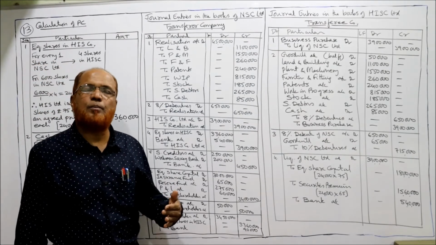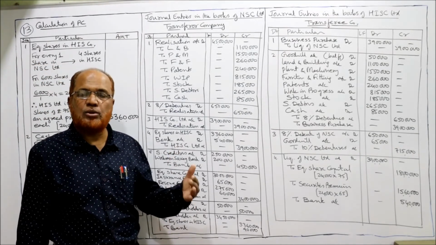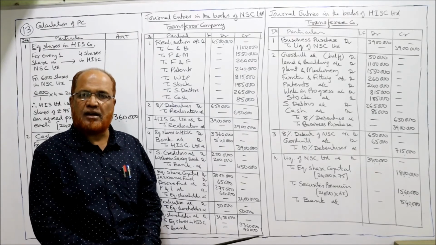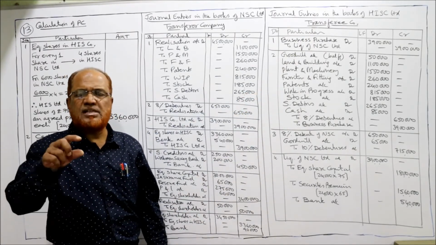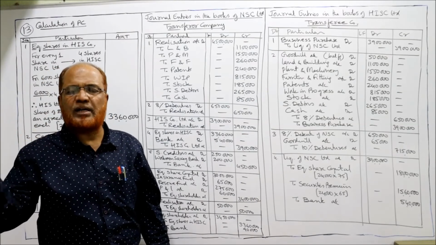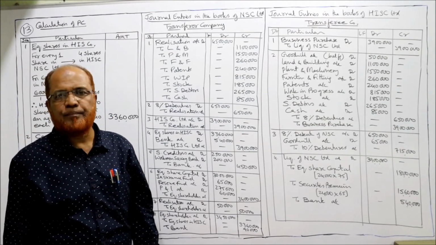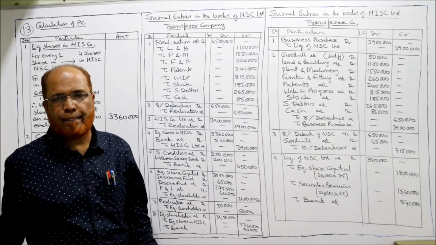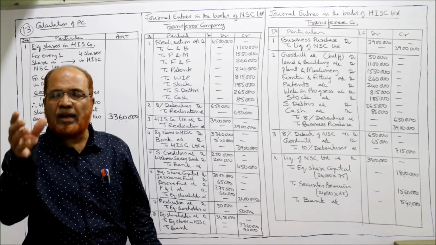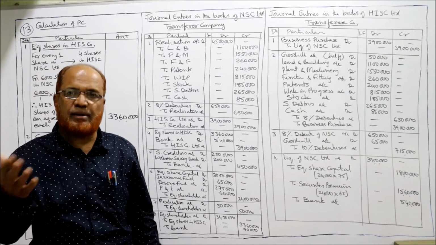Now it is asking you to pass the opening entries in Hindustan Iron and Steel Company, Transferee Company. First entry as usual, business purchase account debit to liquidator of National Steel Company, 39 lakhs. That is the business purchased and PC due. Second entry will debit all assets, credit all liabilities. Assets and liabilities taken out.